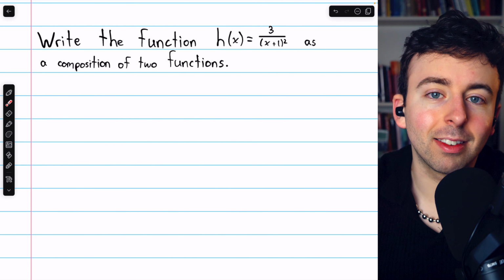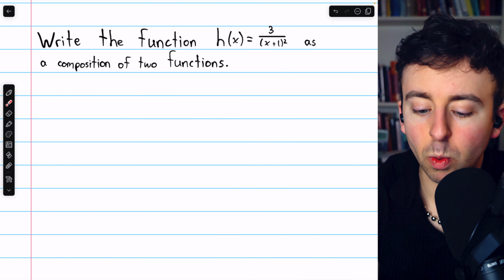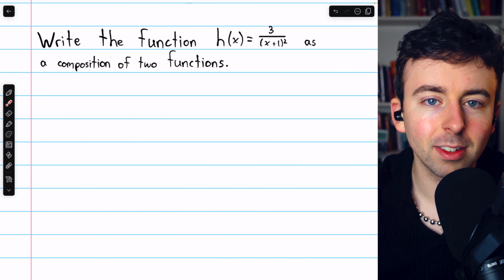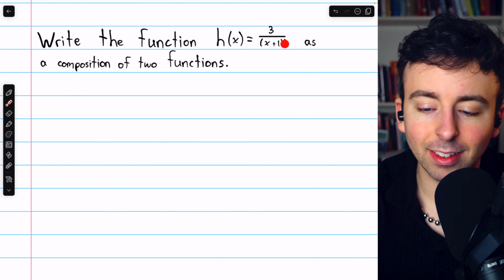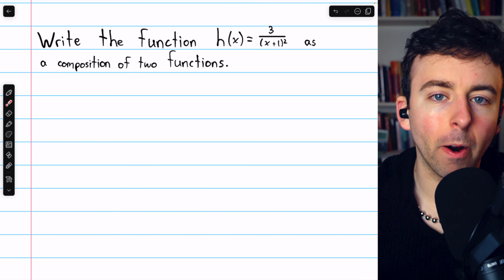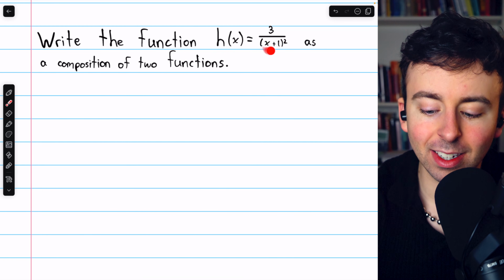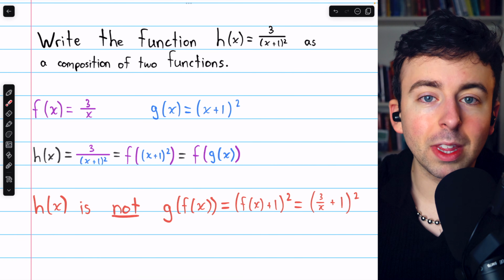Now, we could write this as the composition of several functions, or in fact, arbitrarily many functions, but specifically, we want to do this with two functions. So I think about what's immediately done to x. 1 is added to x and it's squared. So that's going to be my inside function. And then the outer part will capture that it's in the denominator and there's a 3 in the numerator. That's going to be my f of x. Here's what that looks like.